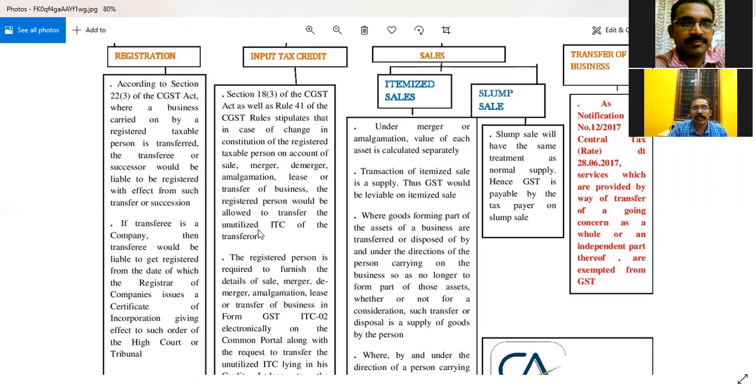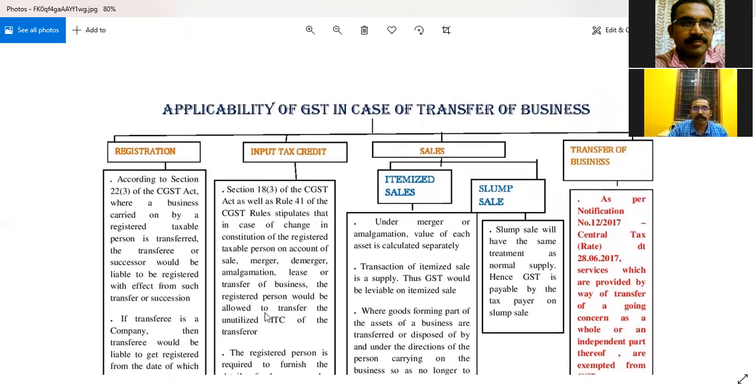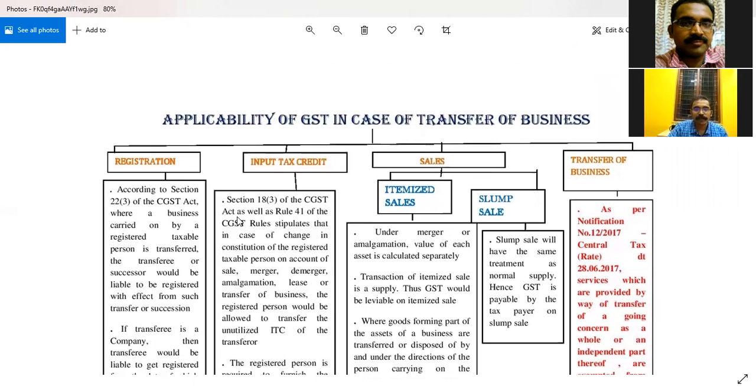That means if the transferee is a company, then the company will be liable to take GST registration from the date on which the company gets the certificate of incorporation from the registrar of companies.